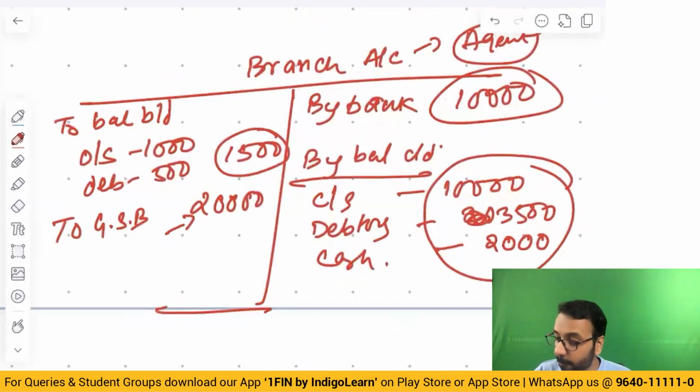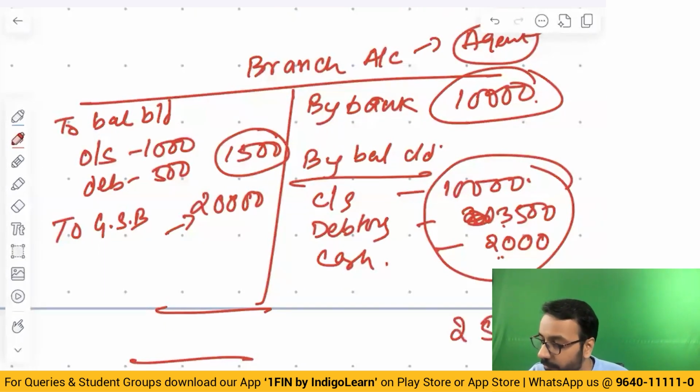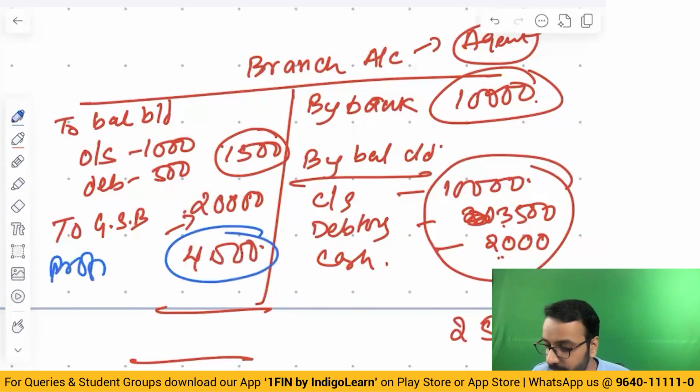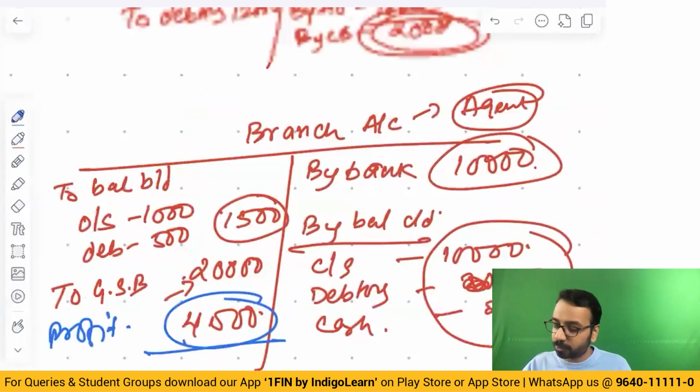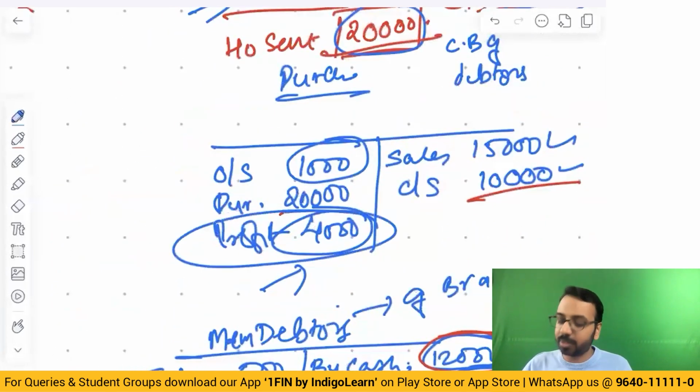Now let us see what is the total. This is 10 plus 10, 20, 22, 22 plus 3, 25,500, 20,000, 1,500, 21,500 minus 25,500, 4,000. This 4,000 is what we say profit. Or if you have to further simplify, think of it like opening capital plus capital introduced minus capital redeemed and the closing capital. The difference is profit. This 4,000, same thing we got here.